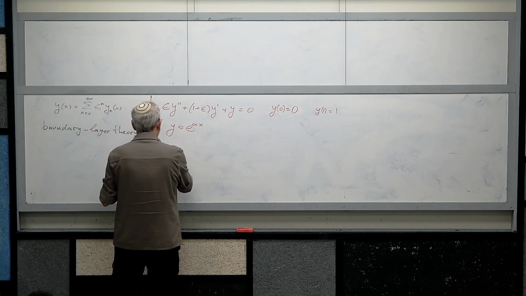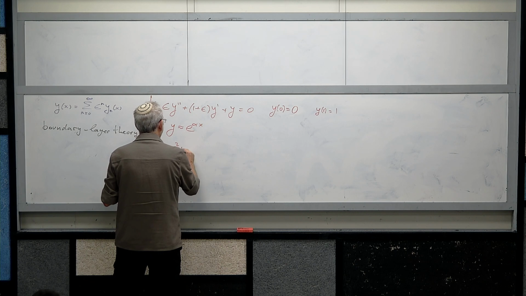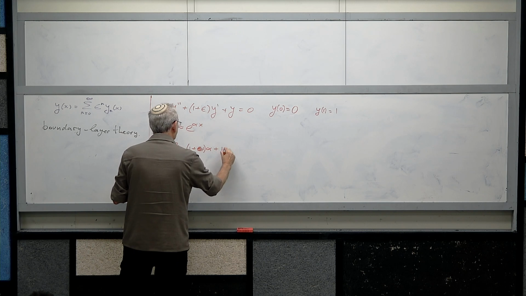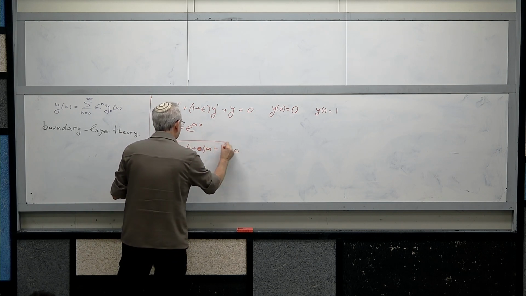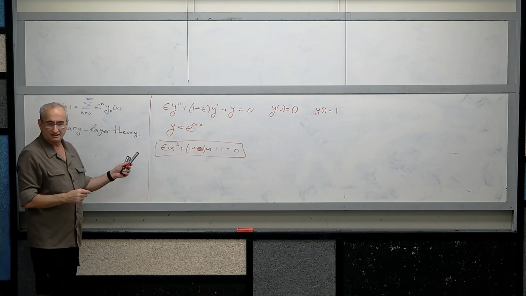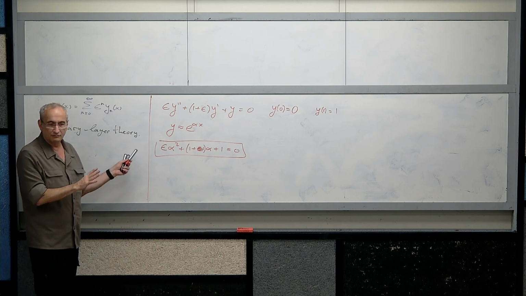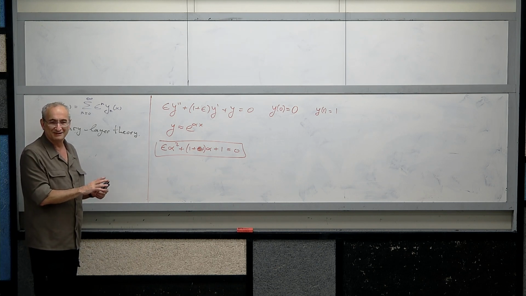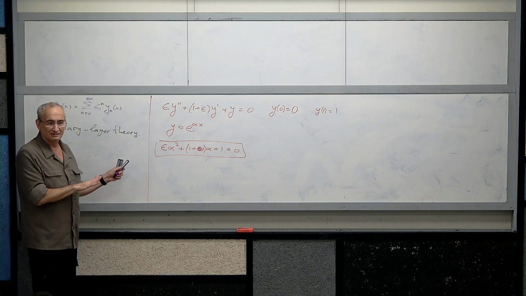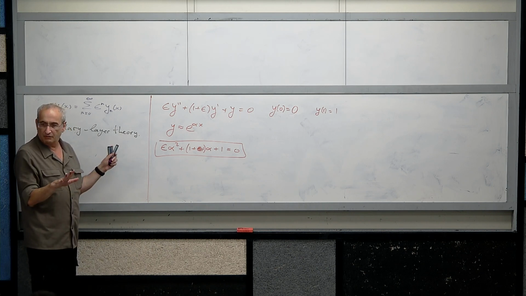So we find that epsilon alpha squared plus 1 plus epsilon alpha plus 1 equals 0. This is the characteristic equation for alpha. Do you understand that? If you miss it, then you miss the rest of the lecture. So just make sure that you understand that. Any problems with that?